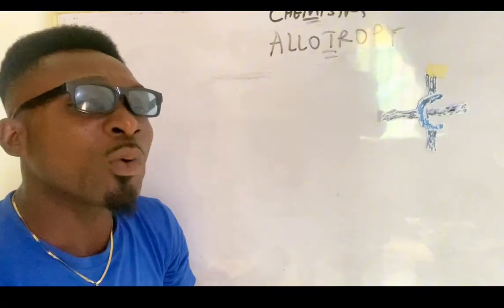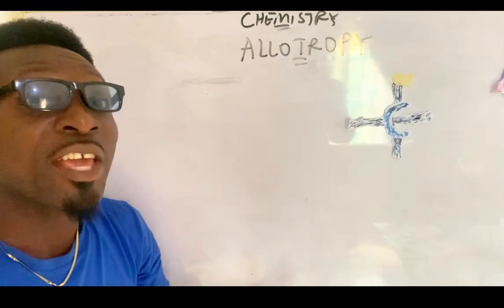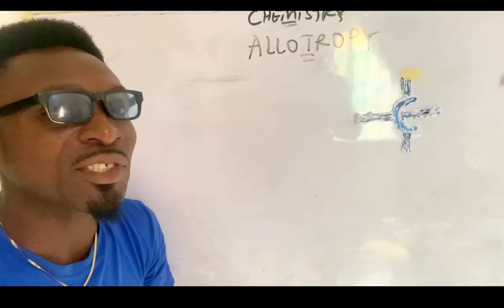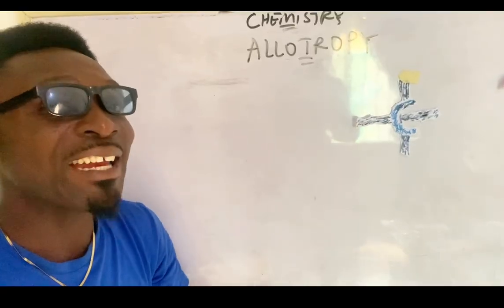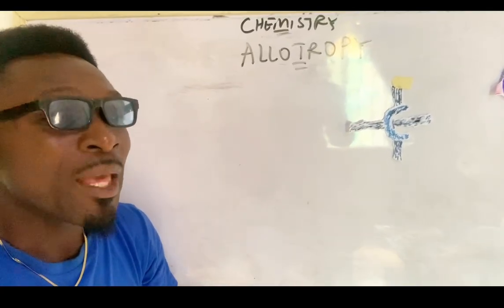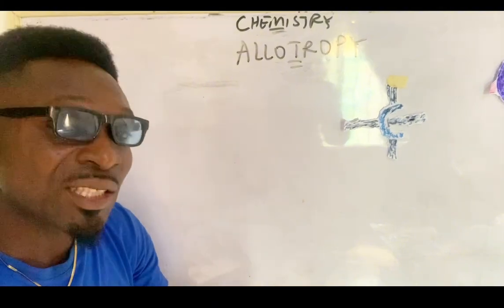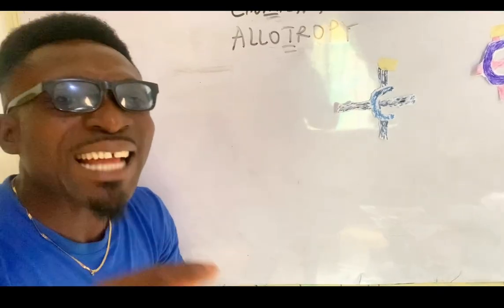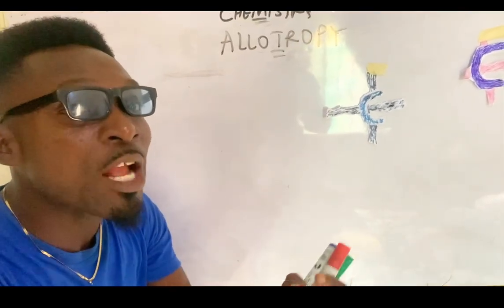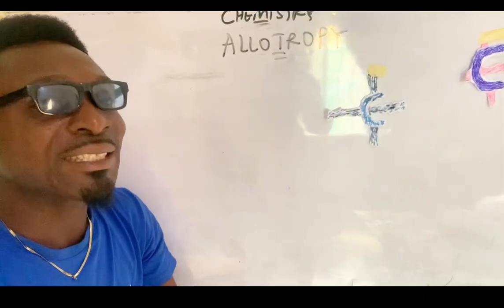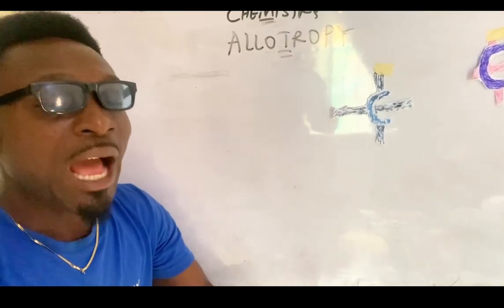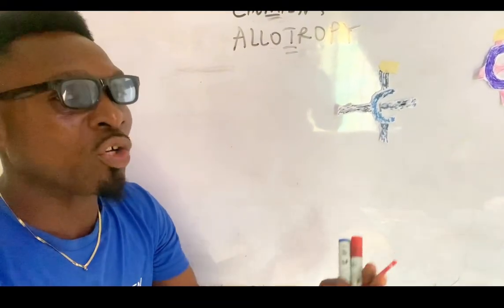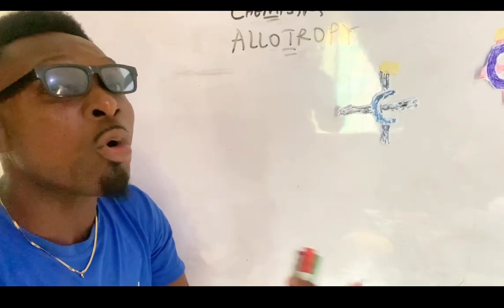Now we said allotropy can be defined as the existence of an element in different forms, but in the same physical state. I repeat, allotropy can be defined as the existence of an element in different forms, but with the same physical state. Why would water exist in different states? This is as a result of the arrangement of the molecules of water. Water has hydrogen and oxygen, and these atoms may be connected to one another by a bond called a covalent bond.